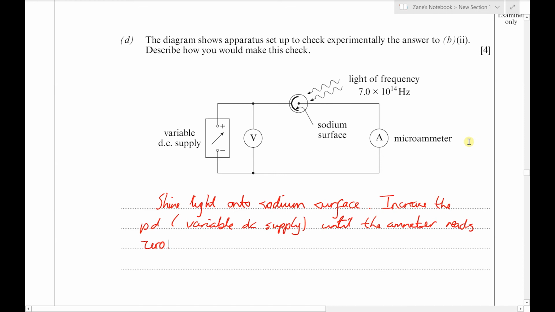So what we finally do, once we've measured that stopping potential, so let's write that down, record the stopping potential, all we need to do is multiply the stopping potential Vs, let's put that in brackets to make it clear, by the electron charge e, and that will actually give us the maximum kinetic energy.